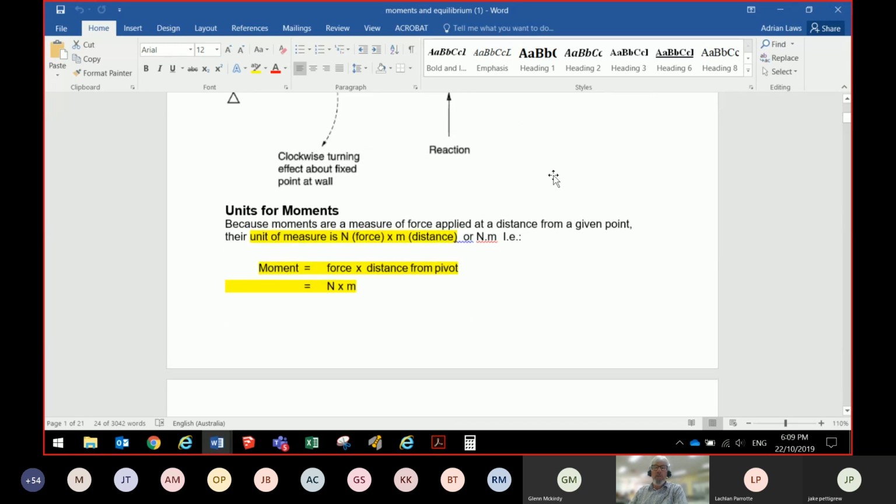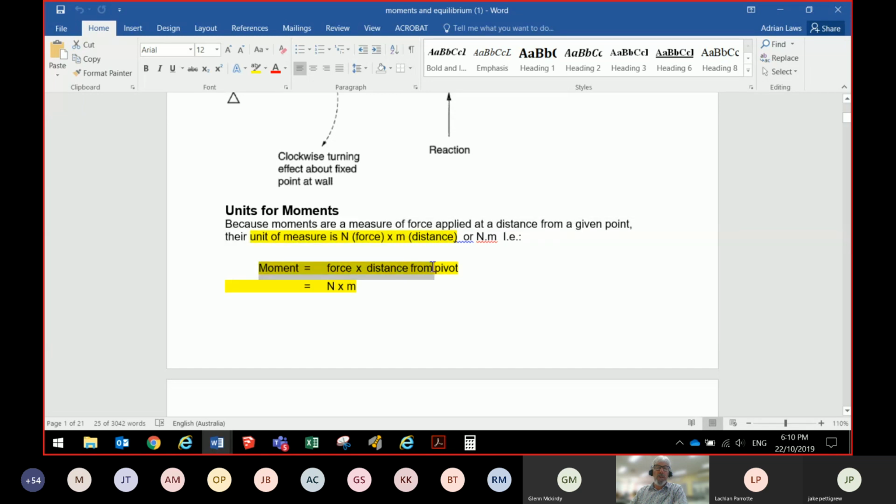And we have a number of different ways of how we can calculate this, but I've put up the simplest one that I've found over the years for us to be able to do the calculations. Not that you're going to do much of this in this course, but this is here for you in case you do come across a question here or there that asks you to do it. So because moments are measured as a measure of force applied at a distance from a given point, their unit of measure is newtons times distance. Okay, moment equals force times the distance from the pivot.